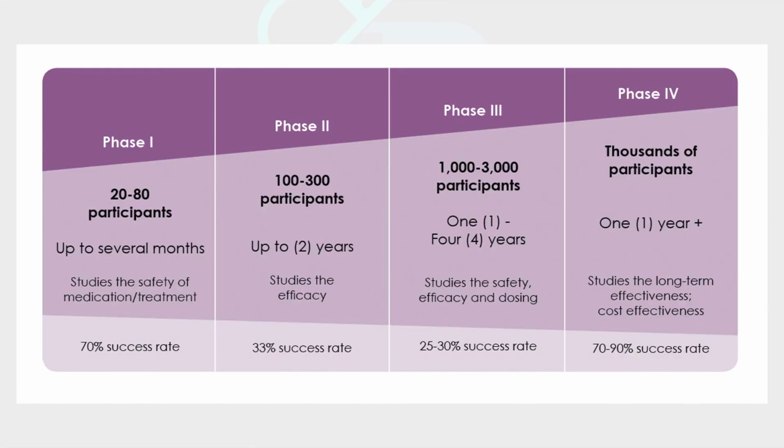So 4 major phases. Now in phase 1, actually a limited number of participants get included, for example 20 to 80 participants for up to several months, and our main aim is to check the safety of that medication. So these studies are mostly done on healthy volunteers. Okay, sometimes patients are also there, but mostly these phase 1 studies are done on healthy volunteers.